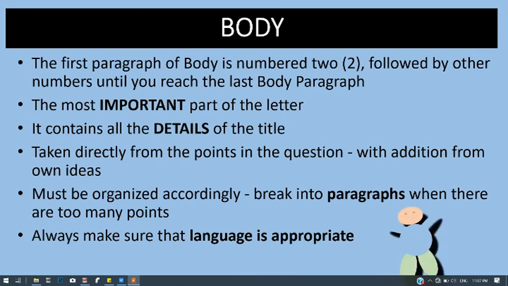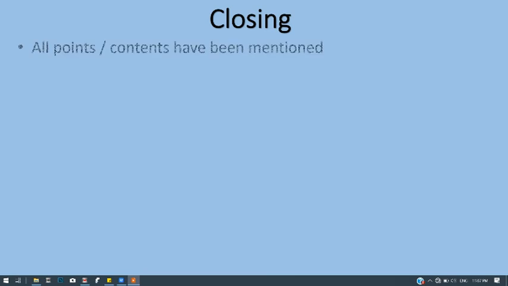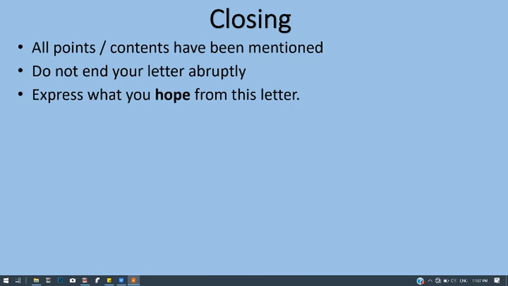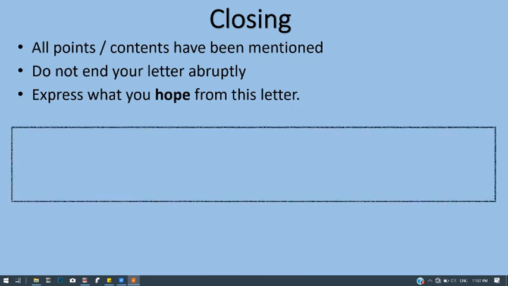Okay. All right. Next, we have the closing. This is the last paragraph. All points and contents have been mentioned. Do not end your letter abruptly. Express your hope from this letter. For example, the issue is unsatisfactory condition of your school canteen, and then in the body paragraph you have already described everything about your school canteen, anything that does not satisfy you, anything that is not satisfactory, the smell, the crowd, the dirty canteen operator, and all that.